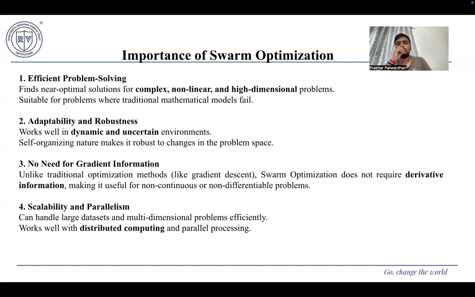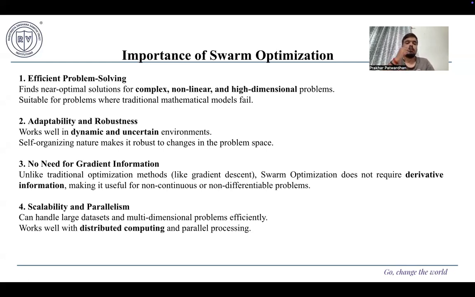The second point is importance of swarm optimization. The first one is efficient problem solving. It finds near-optimal solutions for complex, non-linear, and high-dimensional problems, suitable for problems where traditional mathematical models fail. The second one is adaptability and robustness. It works well in dynamic and uncertain environments. The self-organizing nature makes it robust to changes in the problem space.